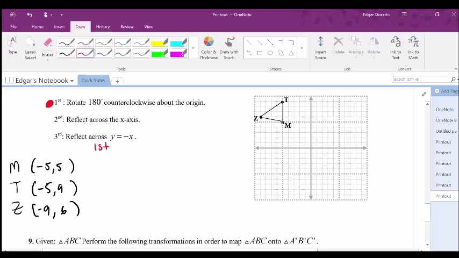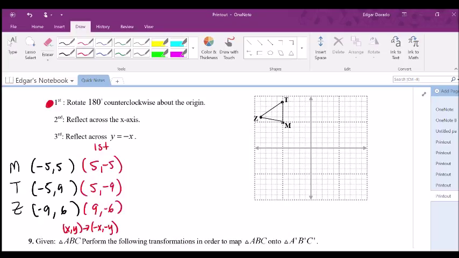Now to rotate 180 degrees, we know we're going to have to follow this rule. It's going to be x comma y turns into negative x comma negative y. So let's go ahead and do it. So this is now a new set of ordered pairs. This is now going to be 5 comma negative 5, 5 comma negative 9, and 9 comma negative 6. Notice we didn't switch any positions. All we really did was just go ahead and make all of them negatives, or make them opposite of what they already were. Okay, I'm all done with that.